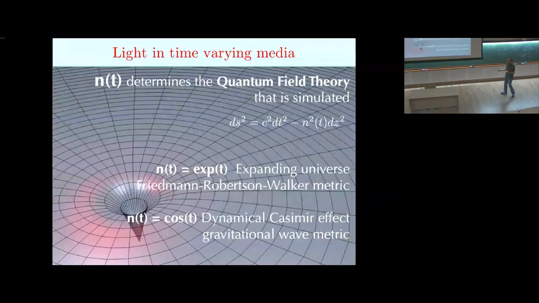Then I can start playing around and ask myself what kind of space-time metrics I can study with something like this. For example, I can take an exponential dependence of the refractive index. In general it doesn't have to be that specific form, but I can look at expanding universe, so-called Friedmann-Robertson-Walker metrics, which are exactly of this form. I could also take a cosine of t, and then I would have something similar to the dynamical Casimir effect that I mentioned earlier on, something oscillating in time. But we've also shown, and I'll very briefly show you, that this can also be used to mimic some kind of metric induced by gravity.